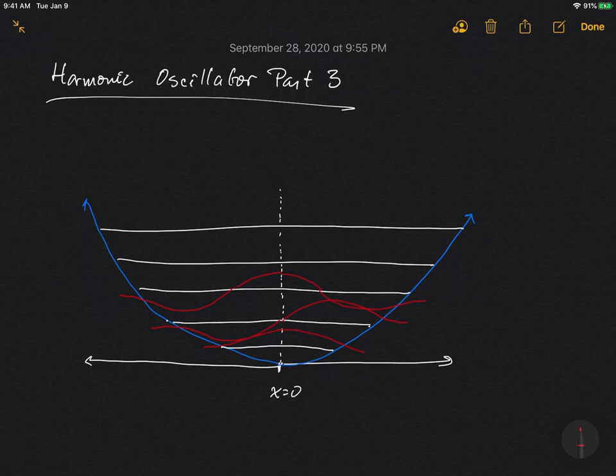I've also, in red here, sketched roughly what those wave functions look like that we were talking about before. As we go higher up in energy, the width of the state in space gets bigger and bigger. And there are some things to consider about the shape of these wave functions and what they tell us.